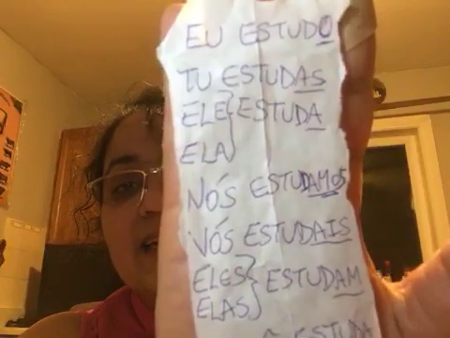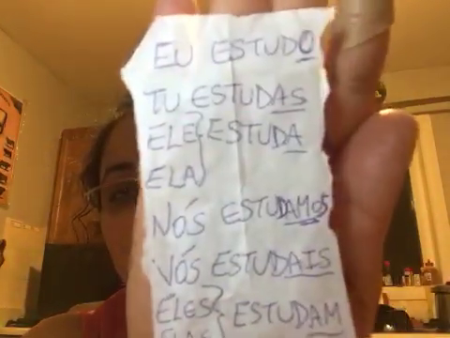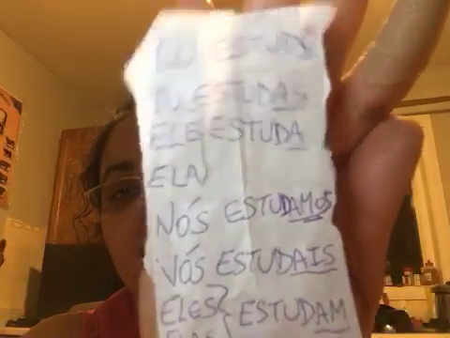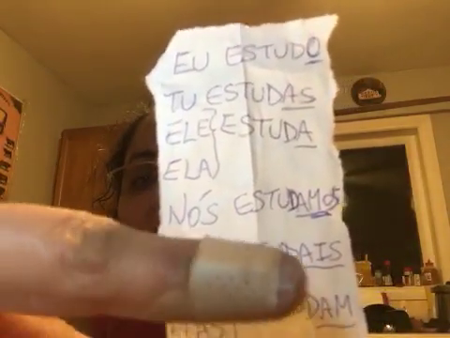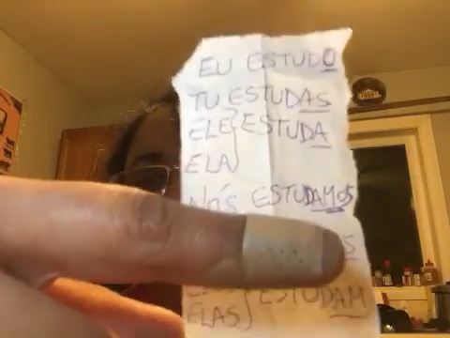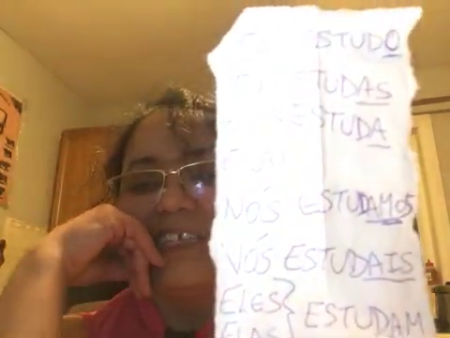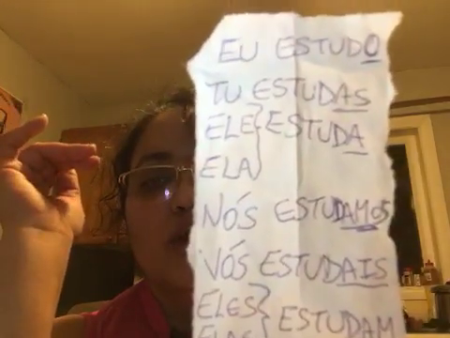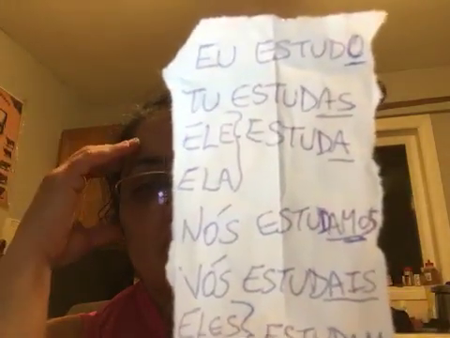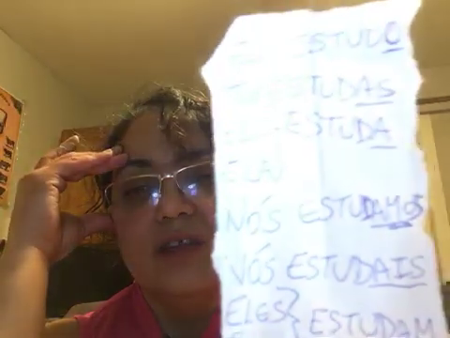Nós, we, me and you. Nós estudamos, A-M-O-S. Estudamos. There is a D there, squeezed between U and A. We call radical the body of the verb that doesn't change at all. Just the ending changes, okay? So, nós estudamos.